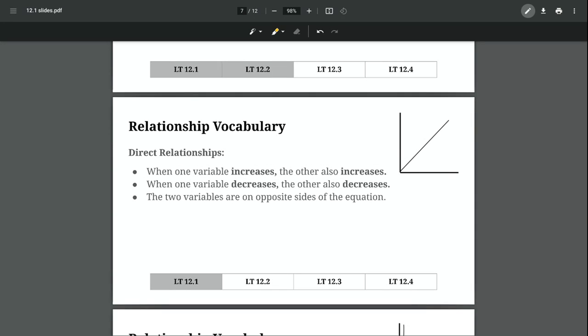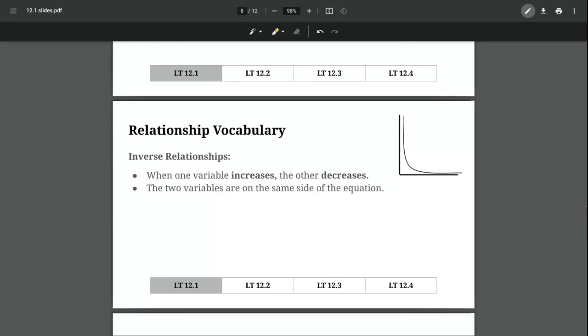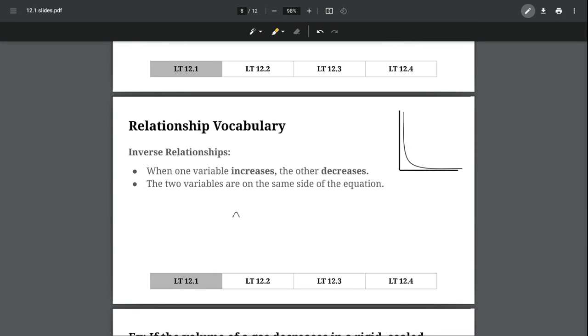Just a reminder, direct relationship means that the trend is going the same way. Two things are increasing or two things are decreasing, and they're on opposite sides of the equation, which I'll show you in a moment. Inverse relationships is the other way around. One goes up, one goes down, and they're on the same side of the equation.